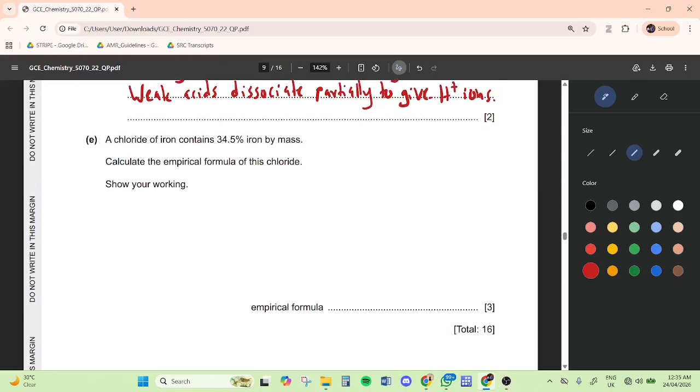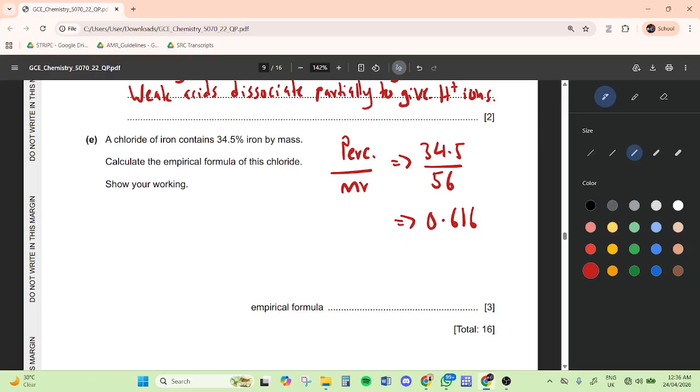Chloride of iron contains 34.5% iron by mass. Calculate the empirical formula of this chloride. So you're going to go the typical way. It's going to be percentage by MR. So this will be 34.5 divided by the MR of iron, which is 56, I'm pretty sure. So if you do that, you're going to get the number 0.616. Now remember, you also have chlorine.